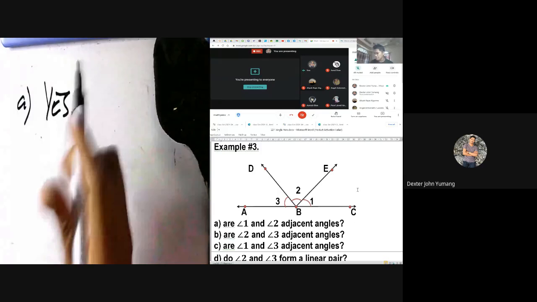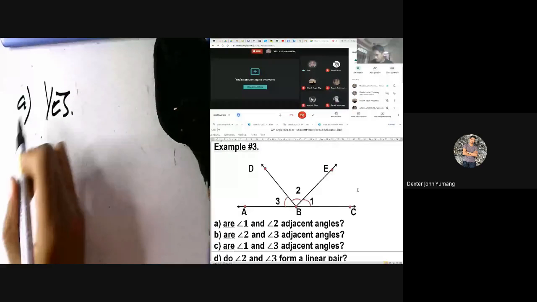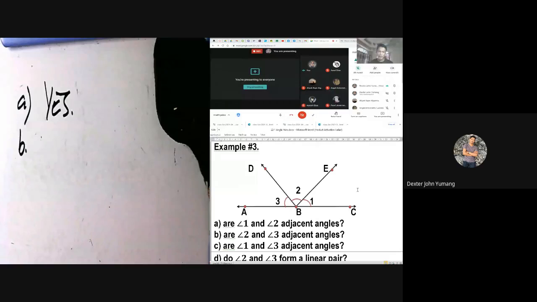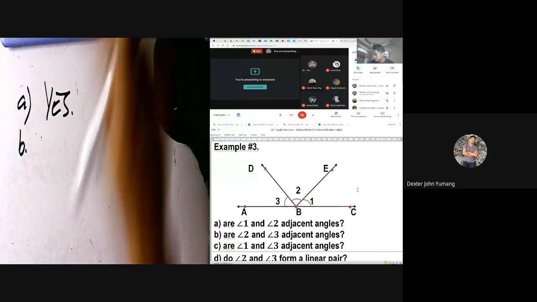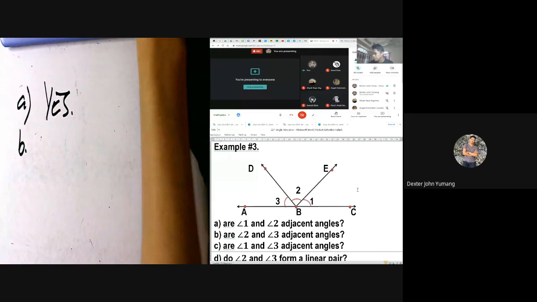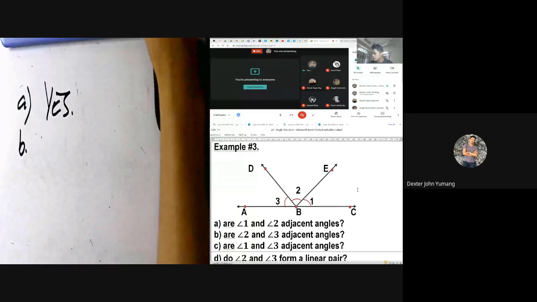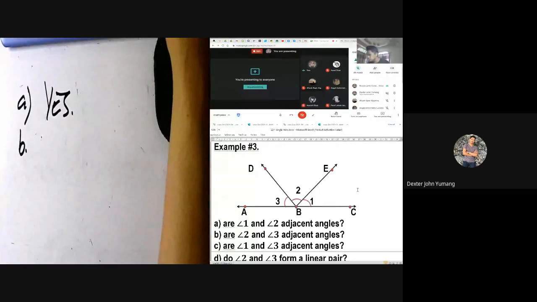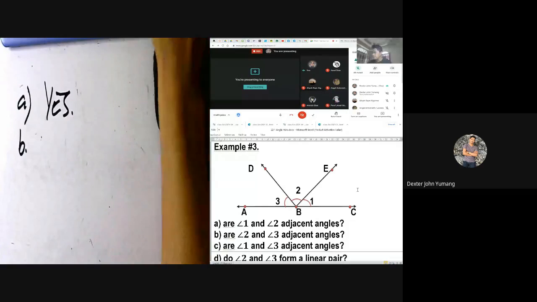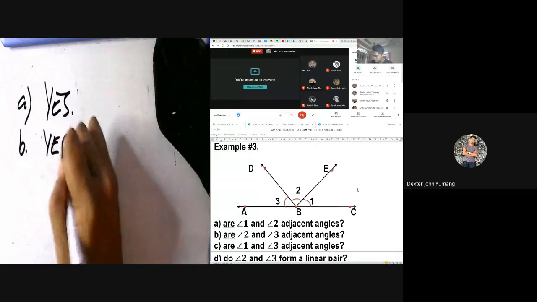Okay? Sige daw, kayo daw sa letter B. Angle 2 and 3. When you say angle 2 and 3, dapat daw adjacent sila na angles sa question dyan. Based sa question, angle 2 and angle 3 are adjacent angles. Yes or no? You type your answer in the chat box, please. Take a look at angle 2 and angle 3. Adjacent ba daw sila? Or yung magkatabi ba daw sila? Yes daw po from Matthew and Astral. So let's reveal the answer. The answer here is yes also.